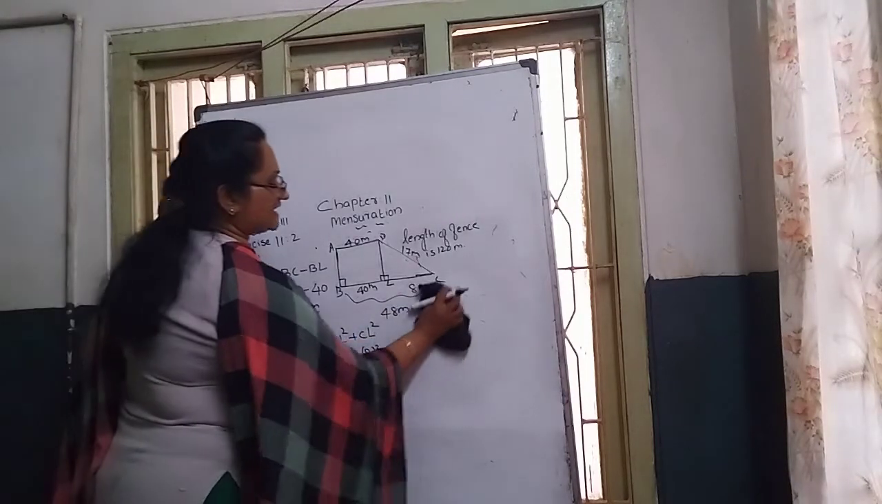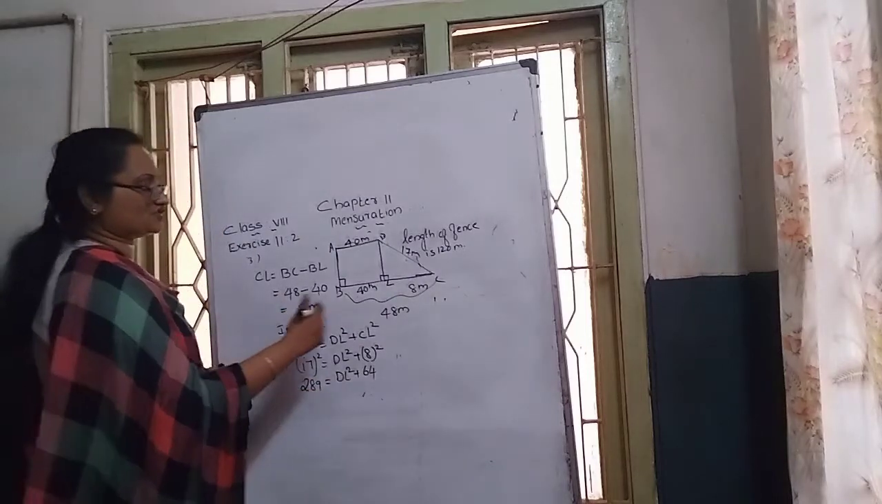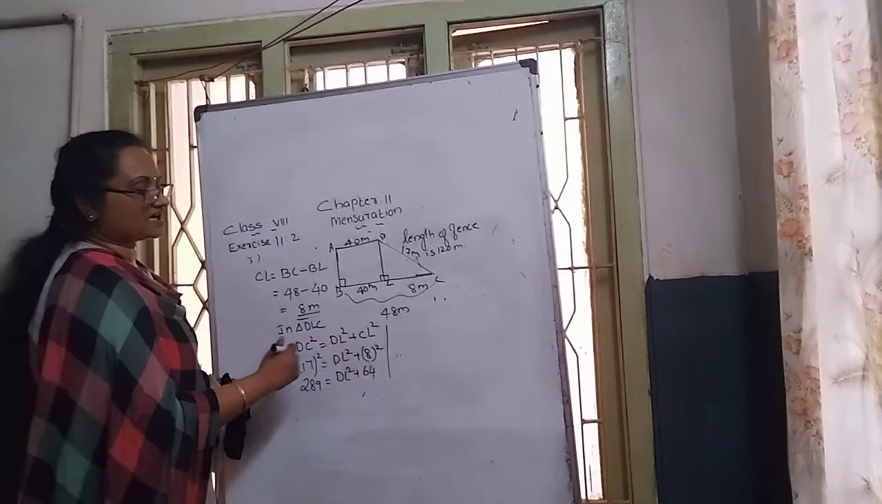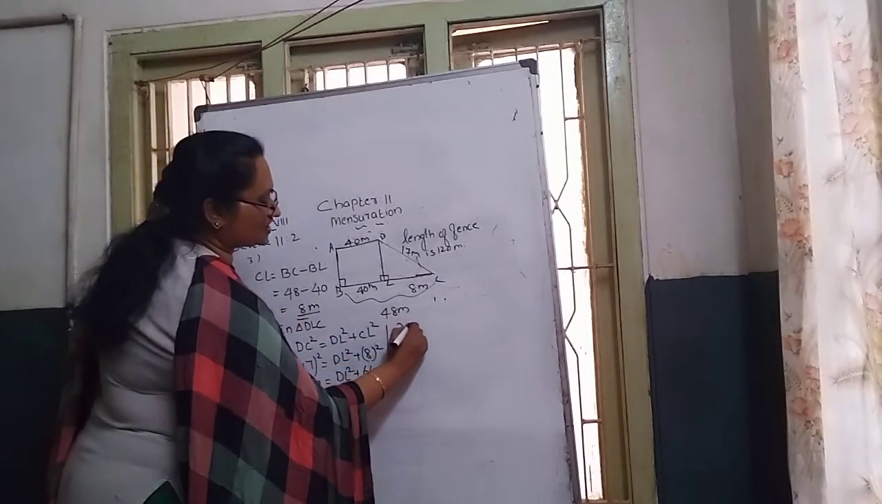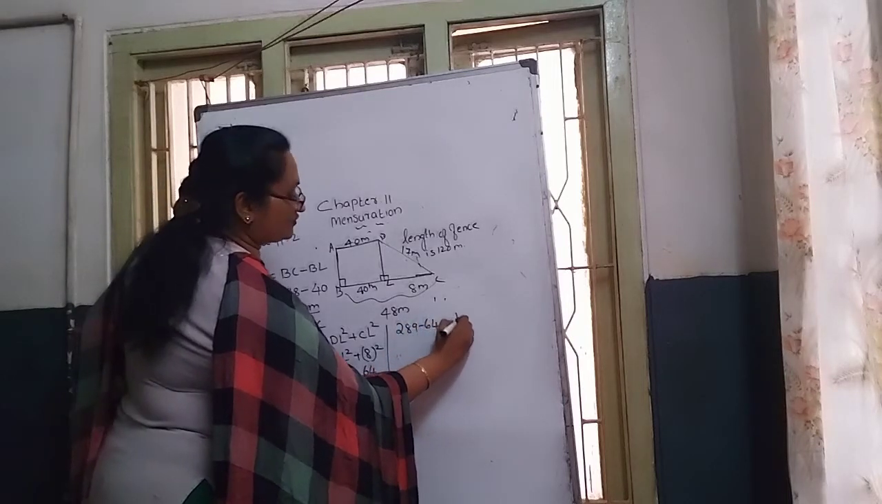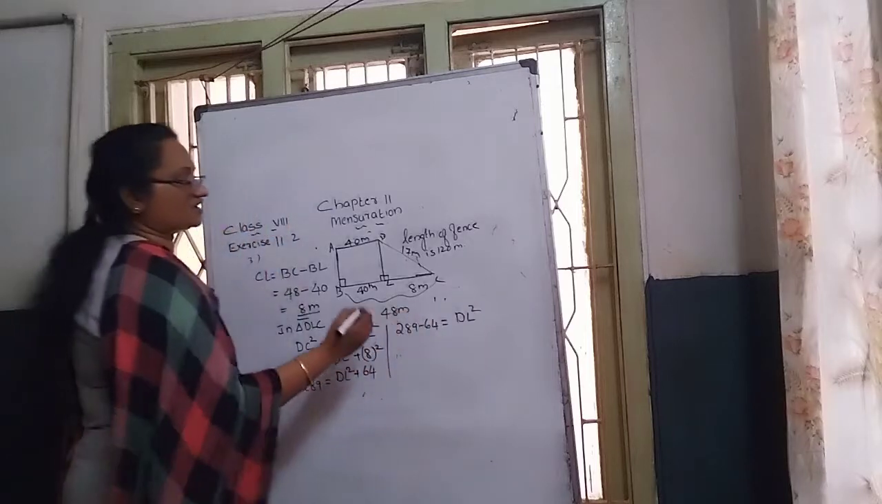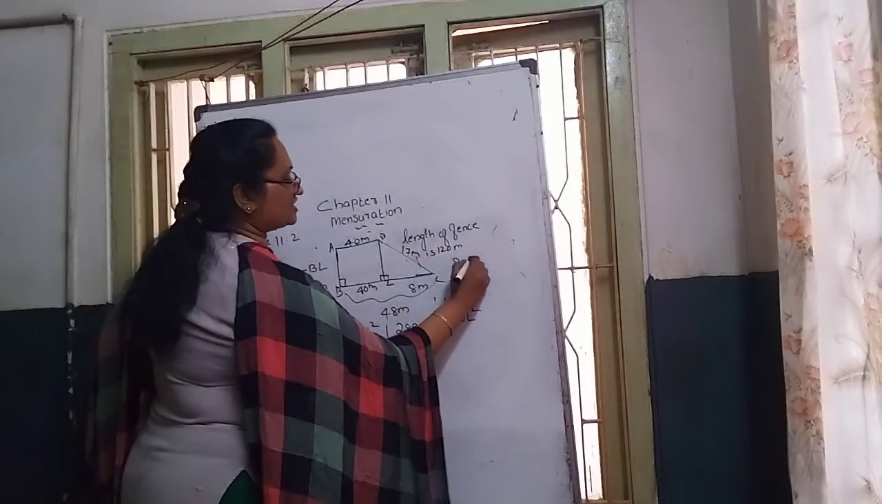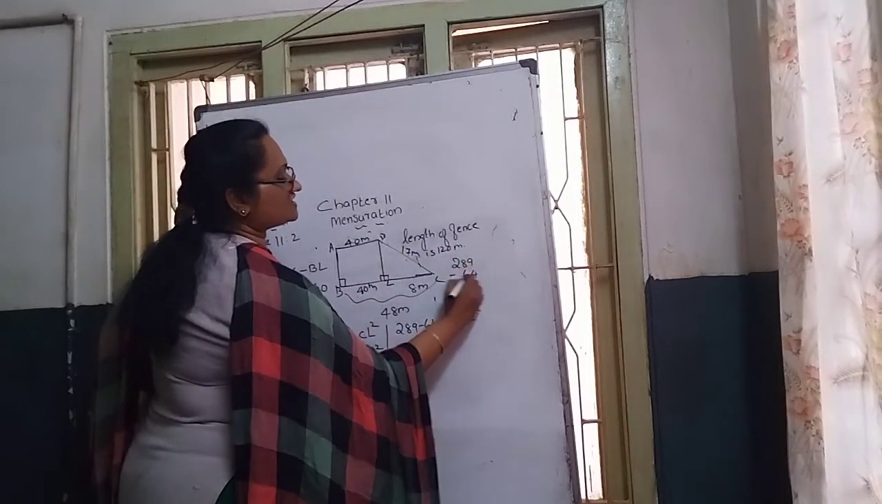64. Then how to find DL? Plus 67 goes to the opposite side and becomes minus. So 289 is subtracted with the minus 64, then you get the DL square value. So 289 is subtracted with the 64.